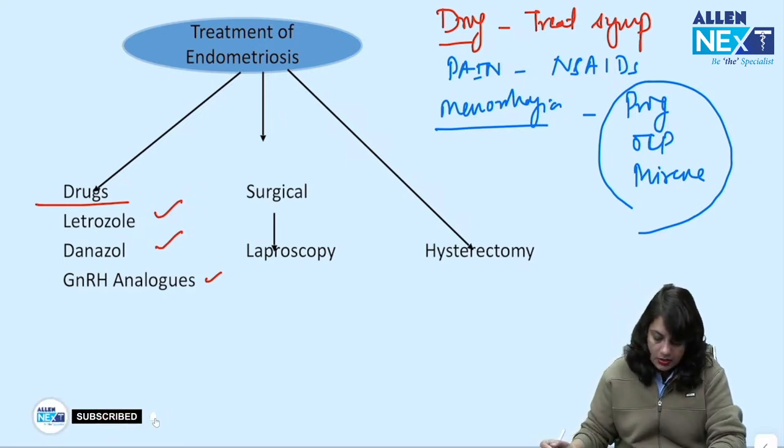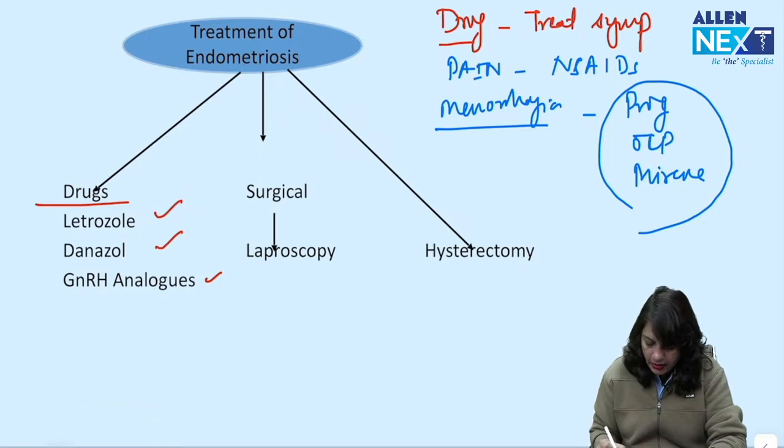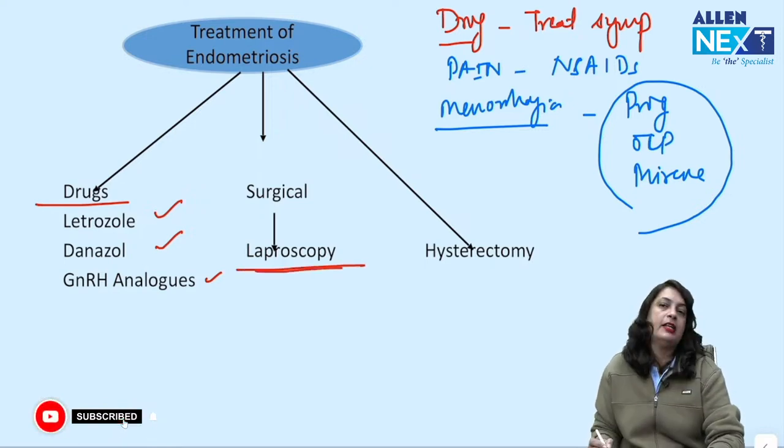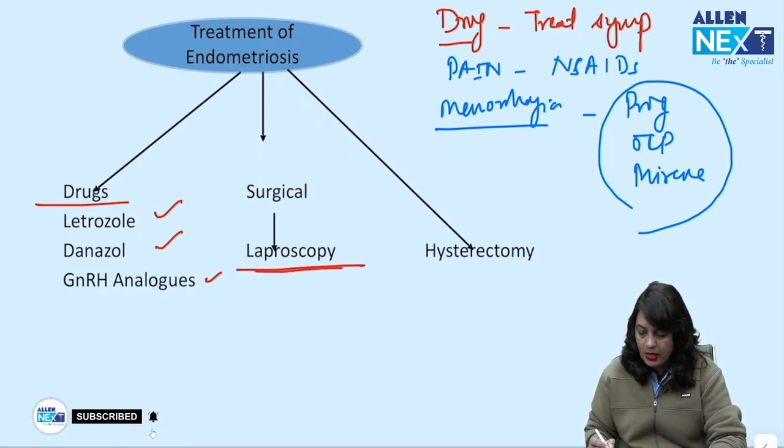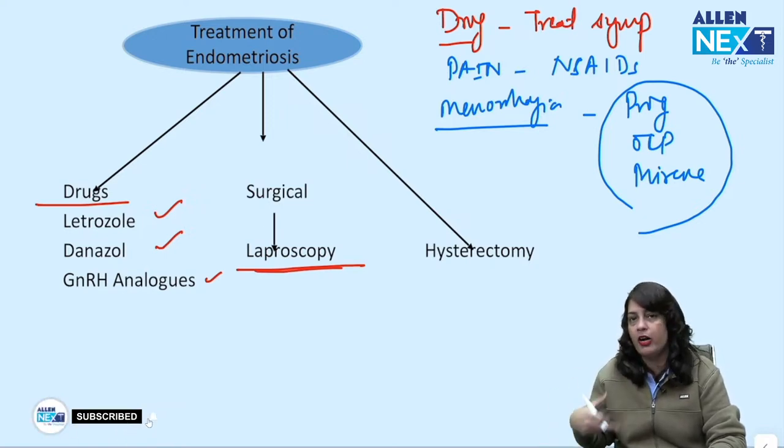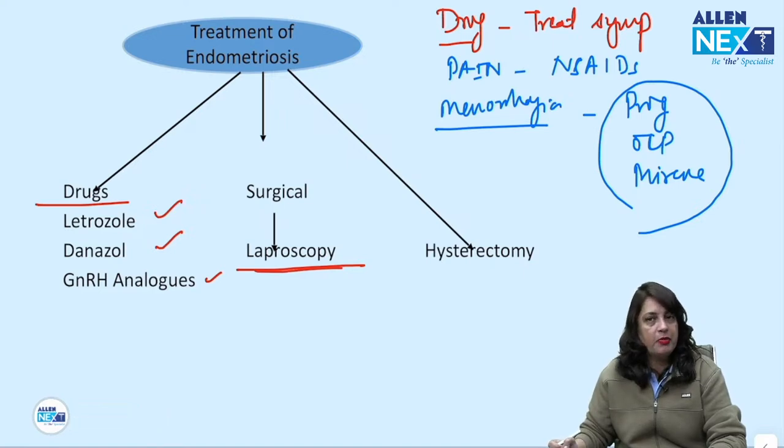Okay, now surgical management, conservative, or if you are planning adhesiolysis, then best is laparoscopy. If the family is complete or there are associated findings of fibroid or adenomyosis, then hysterectomy is reserved for those patients who are not responding to medical treatment but family is complete.